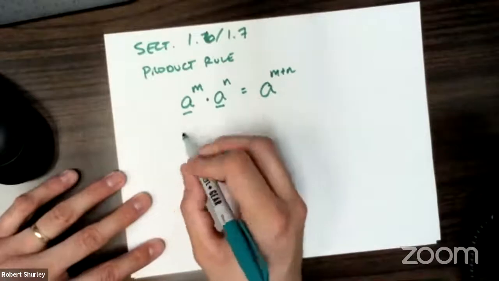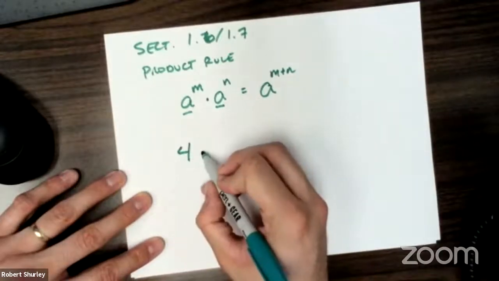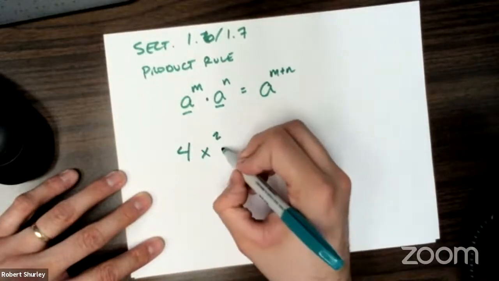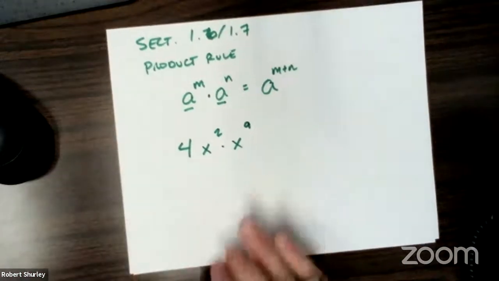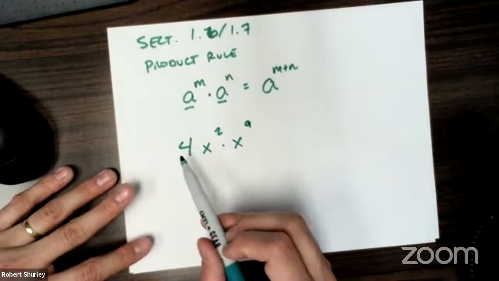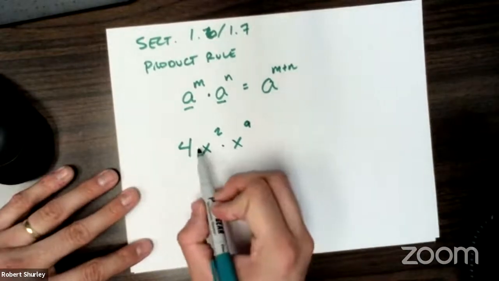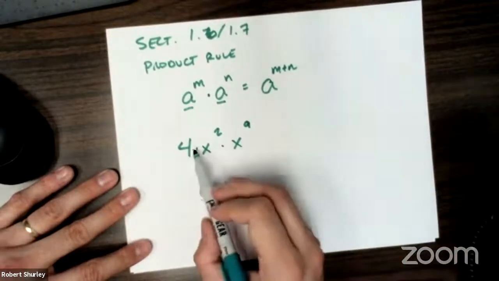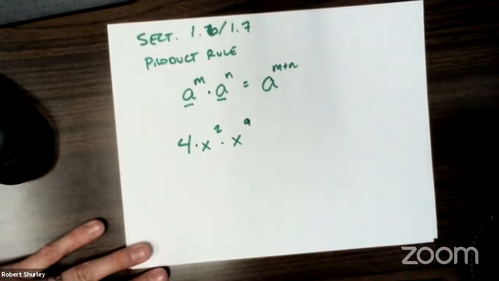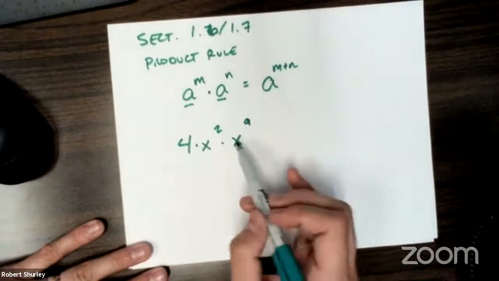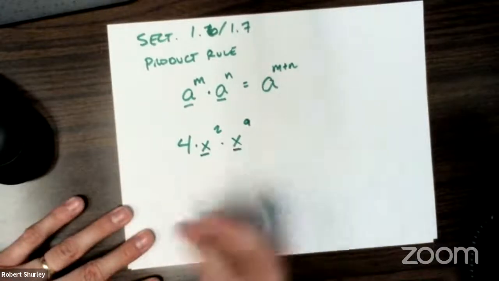So let's look at kind of a string of this. So let's say we had 4x squared times x to the 9th. Okay. Now look, we really have 3 terms going on here. We've got a coefficient of 4 that's being multiplied by the x squared, that then's being multiplied by the x to the 9th. So 2 of these terms have the same base, the x's, okay?